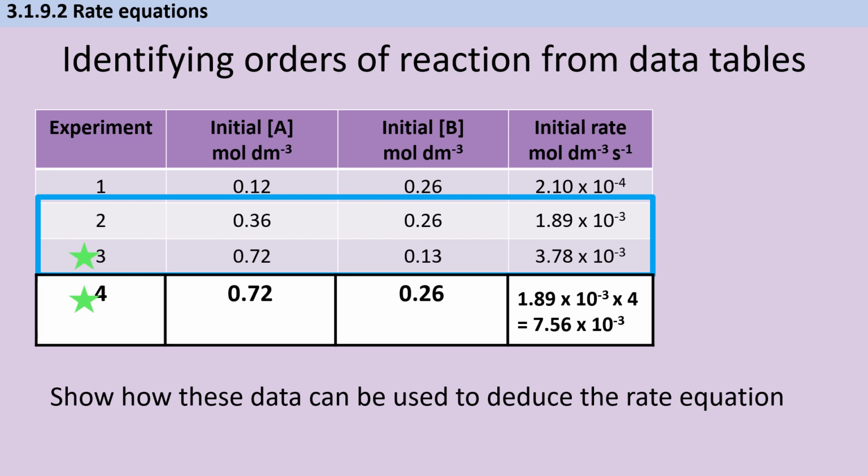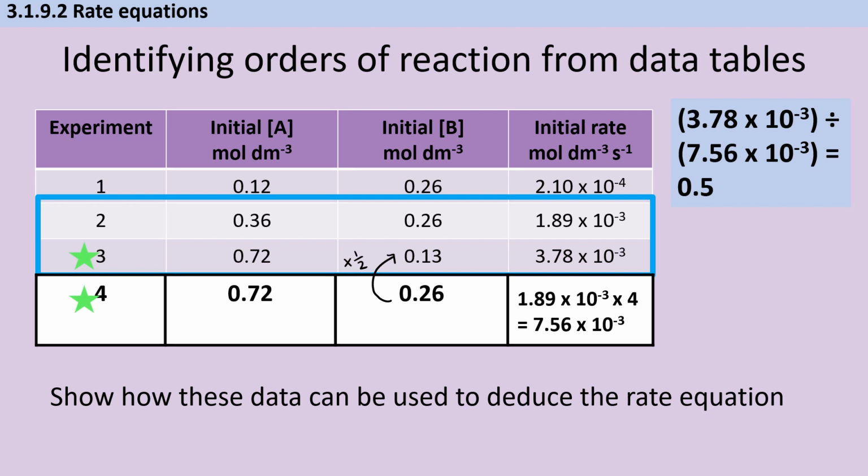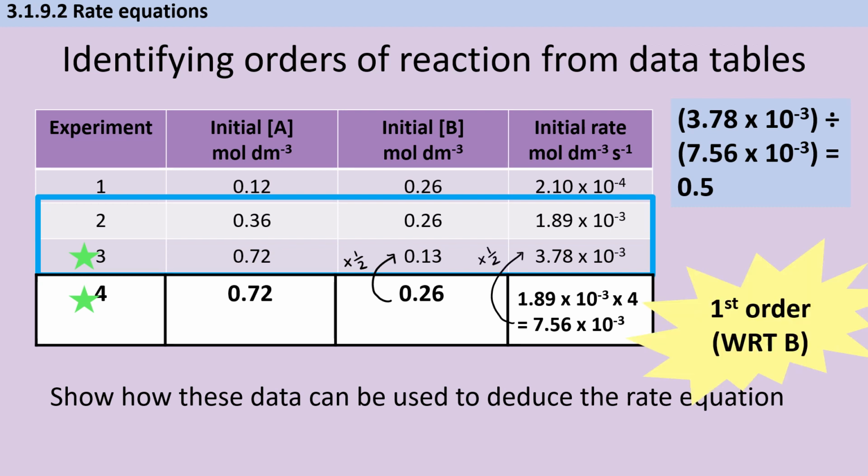So now I can look at 4 and 3 together, and A is going to be the same, but B is changing. So I can see that the concentration of B has halved, and therefore my options are that the rate is the same between 3 and 4, that the rate has also halved, or that the rate has quartered. And looking at this, it has halved, and therefore this reaction is first order with respect to B.